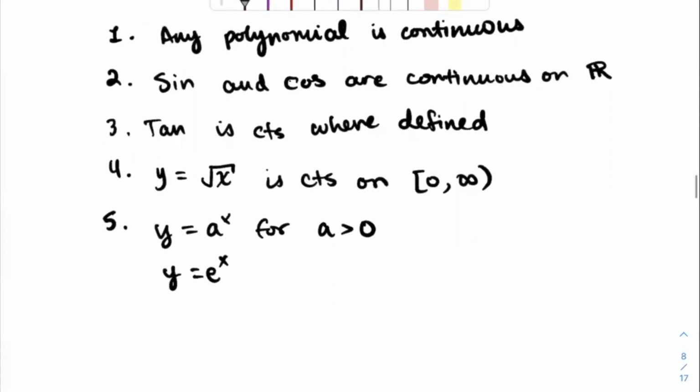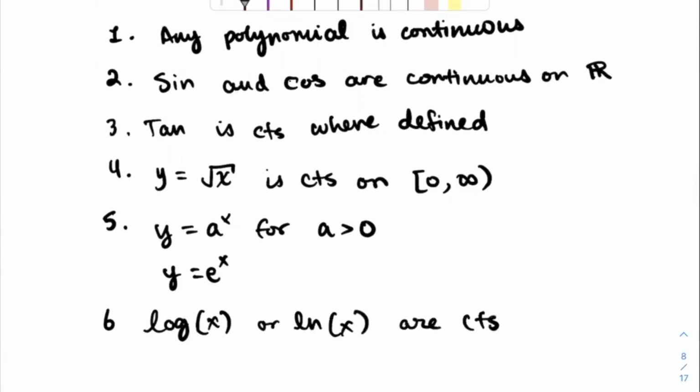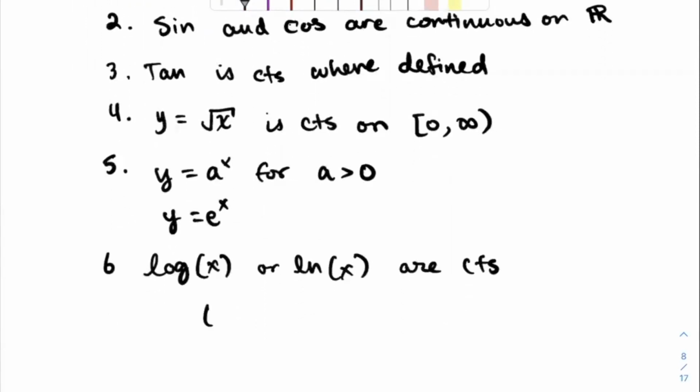And finally, the logarithm function, log x or ln x or any other base. Those are continuous on the positive numbers, this time not including 0, because you can't take a log of 0. But on the open interval from 0 to infinity, these are continuous.